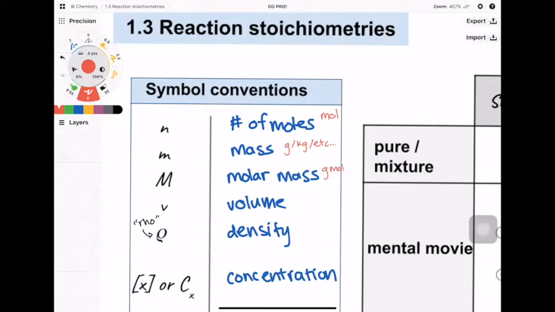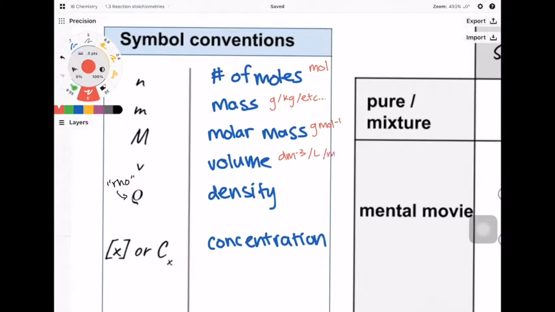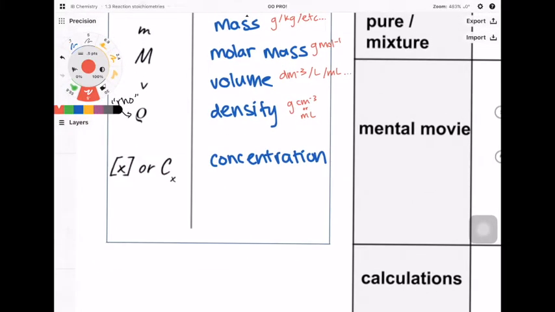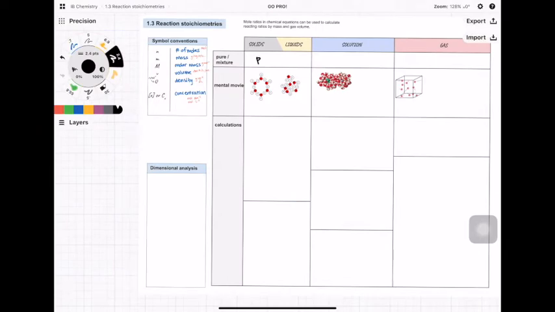Now there's the units that I've written in red. I made a tiny mistake here. It's decimeters cubed, not decimeters to the negative 3 for volume. And again, the preferred unit I've written first. So the IB does prefer using decimeters cubed rather than liters or milliliters. And again, concentration is usually in moles per decimeter cubed, mol dm^-3.